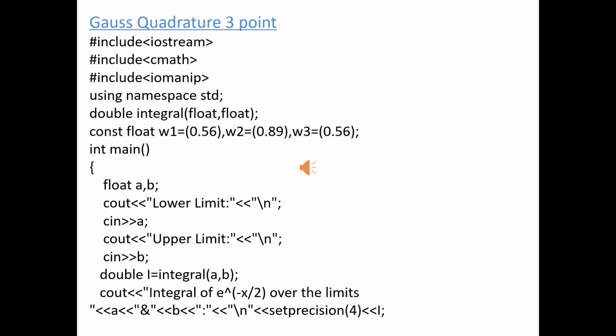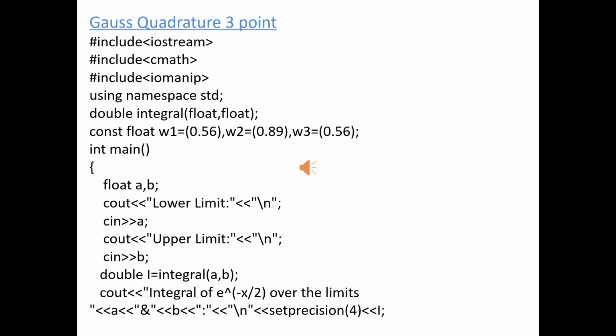Next initially we are declaring a user-defined function integral, which is of double type having 2 parameters. Then we set up constants of the float type w1, w2, w3, and then we go to the main function. In the main function we are declaring two float variables a, b, and then we are reading the lower limit as a, and the upper limit as b. And the next line, double I equal to integral a comma b.